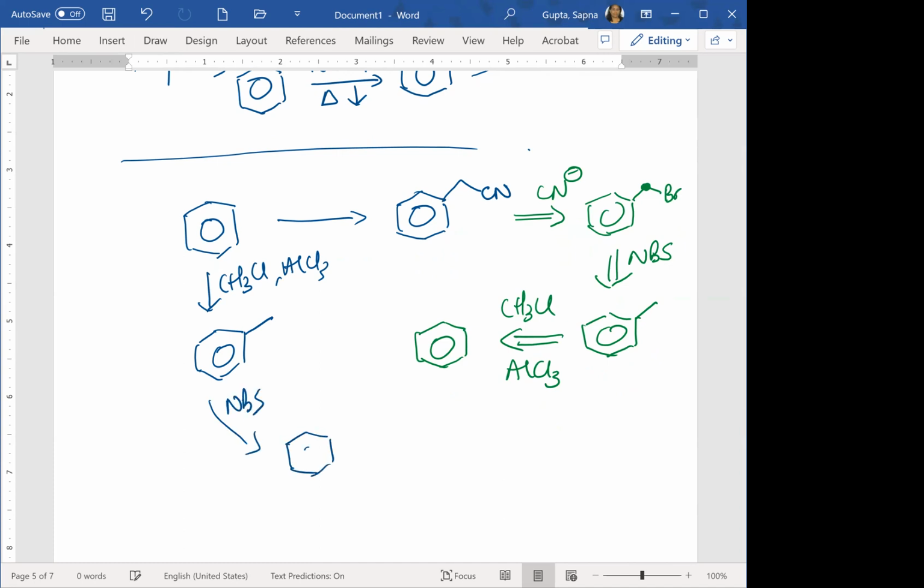NBS. So then there's Br and then CN. I can do pretty much any kind of substitution that way, you know. So another reaction that is on benzene and then outside benzene rings. Okay, so you can see that what you know is a lot. It's a lot.